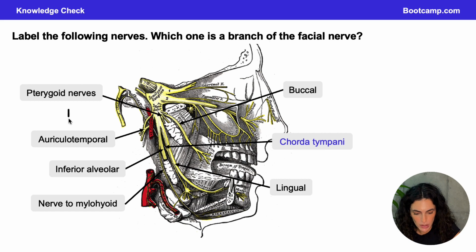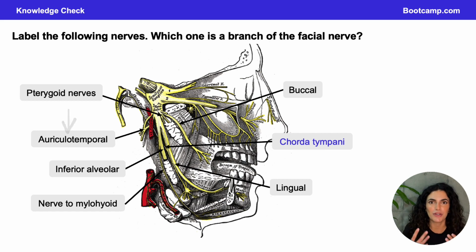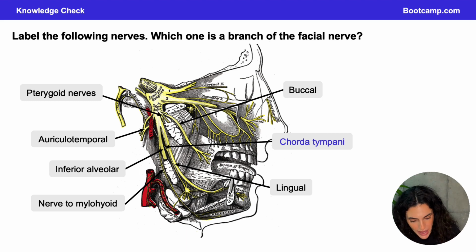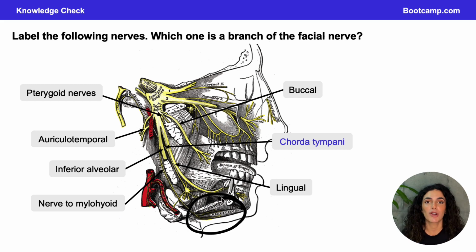And we said the auriculotemporal nerve was going to supply sensory innervation to the areas of the ear, the temple, as well as the parotid gland. We also have the inferior alveolar nerve here, which is going to be traveling within the mandible to supply sensory innervation to the inferior teeth, and before it travels within the mandible, it's going to give off the nerve to mylohyoid that will supply motor innervation to our mylohyoid muscle and the anterior belly of the digastric.